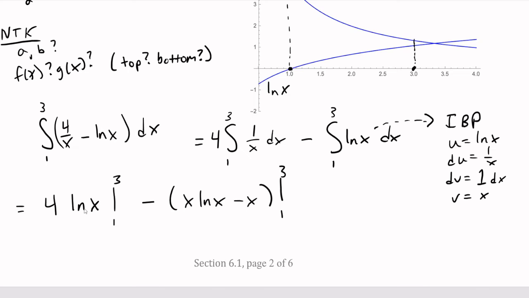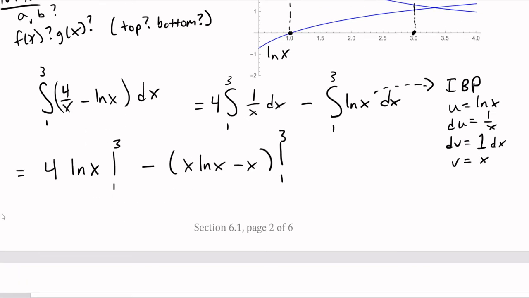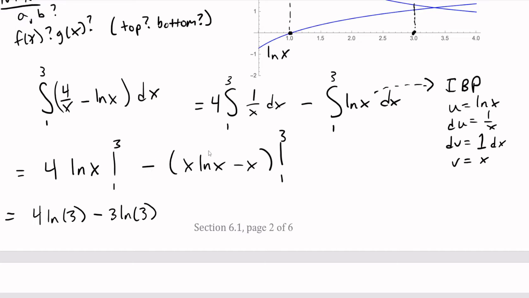Okay, so all we have to do is just plug in the bounds now, which isn't too bad. So that's going to be equal to, I'm just going to do all the 3's first and then the 1's after. So this is going to be 4 log 3. Okay, now plug in the 3 here, minus 3 log 3. Okay, and then this transfers to a plus 3, minus minus. Okay, and that's minus, now plug the 1 in. Well, log 1 is 0, so 0.